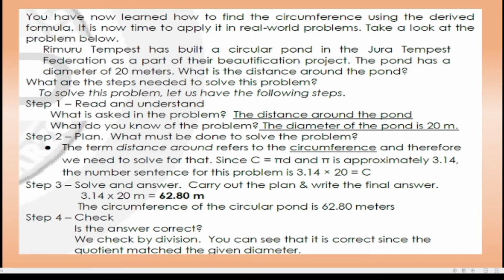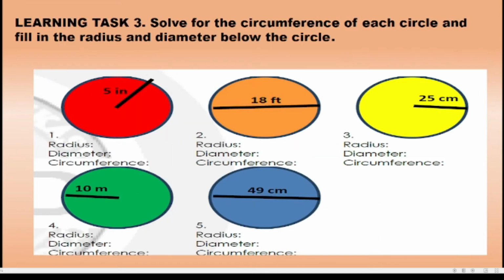Step 3. Solve and answer. Carry out the plan and write the final answer. 3.14 times 20 meters is equal to 62.80 meters. The circumference of the circular pond is 62.80 meters. Step 4. You may check. Is the answer correct? We check by division. You can see that it is correct since the quotient matches the given diameter.